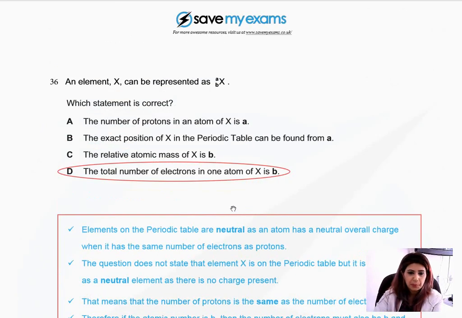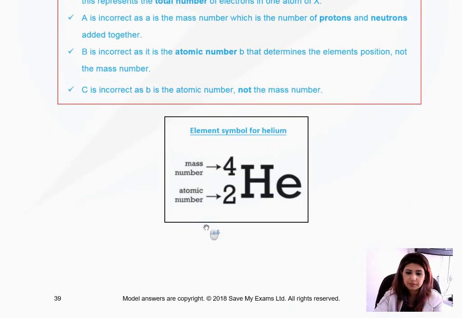36. The number of protons is B. Okay, it says A. The exact position of X in the periodic table can be found from A. No, that's wrong. It's from B, the proton number. This is where we figure out where they are in the periodic table. The relative atomic mass is the big number on the top, which is B. No, it is A. The big number on the top is A, which is of course the opposite from your periodic table. The total number of electrons in one atom of X is B. Yeah, because the number of protons is equal to the number of electrons, which is B, as it is an element that we are talking about, not an ion. And that's it.